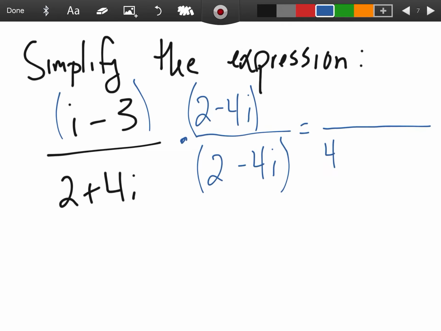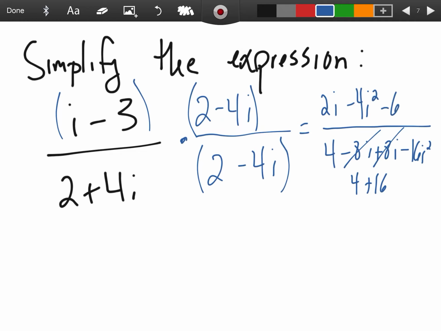So we get 4 minus 8i plus 8i. Good, we did it right. Those are going to cancel. And then minus 16i squared, which we know is just plus 16. These cancel. That's just 4 plus 16. So my denominator is going to be 20. Let's do the numerator now. That's 2i minus 4i squared minus 6, and then plus 12i.